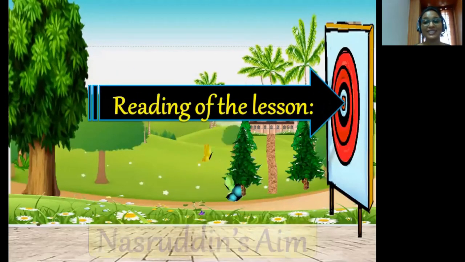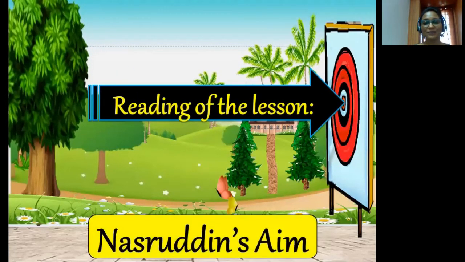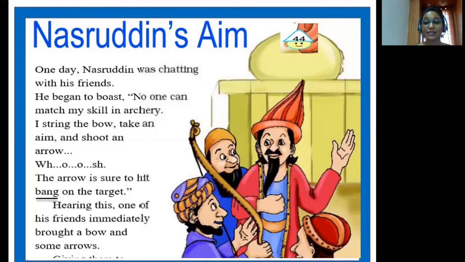Reading of the lesson, Nasruddin's Aim. Children, please take out your Marigold English textbook and open page number 44. Now, as I read the lesson, please look into the textbook and try to read it along with me in your mind. Okay? Right. I hope you are all ready, children. Now, let's start reading. Nasruddin's Aim.